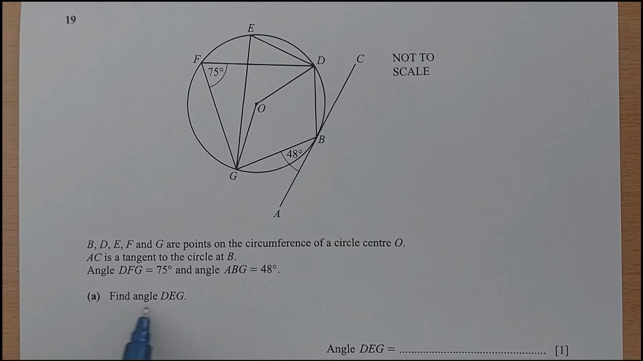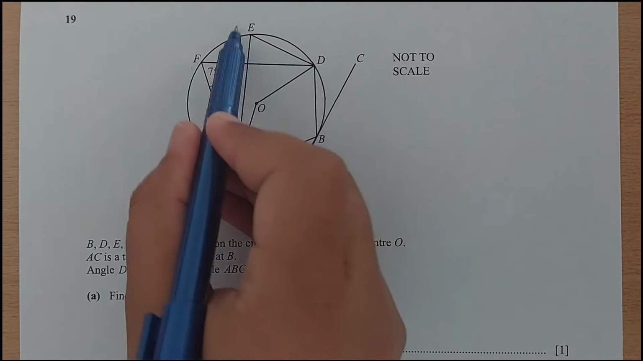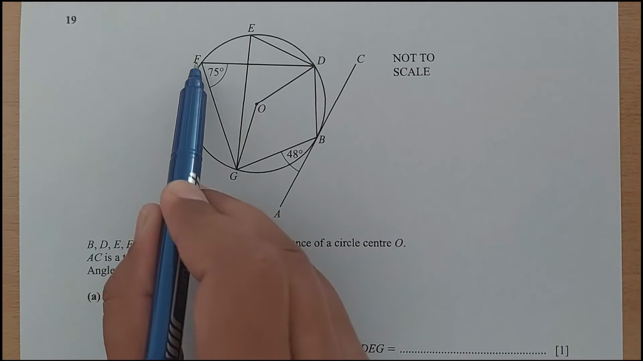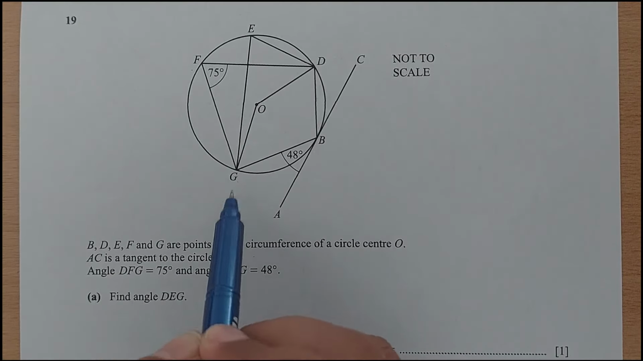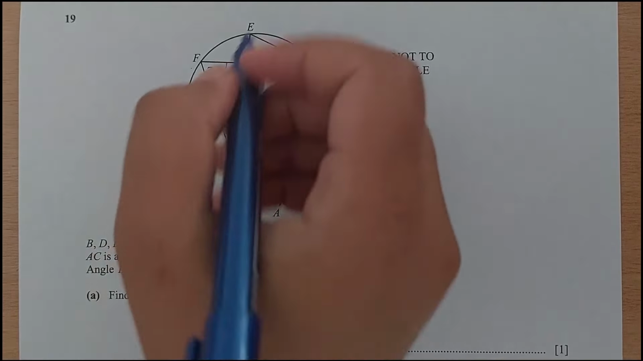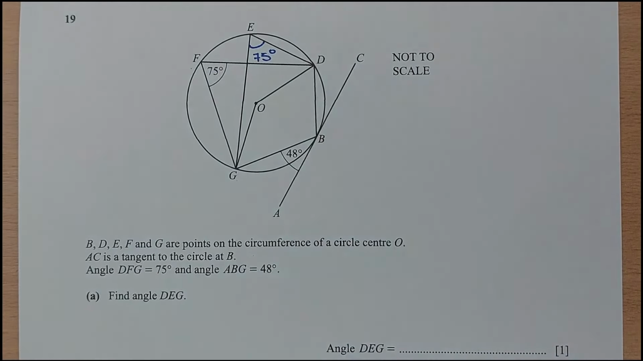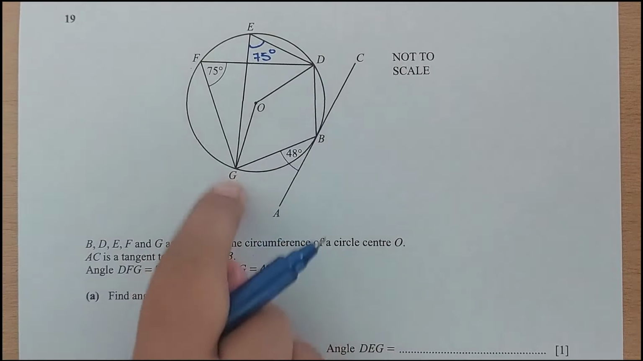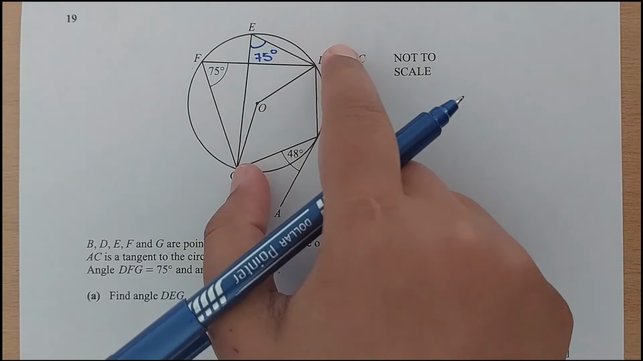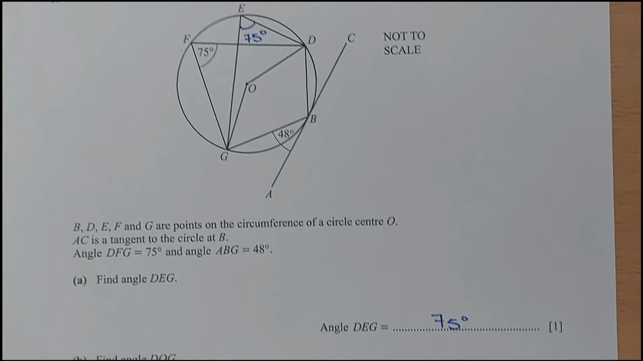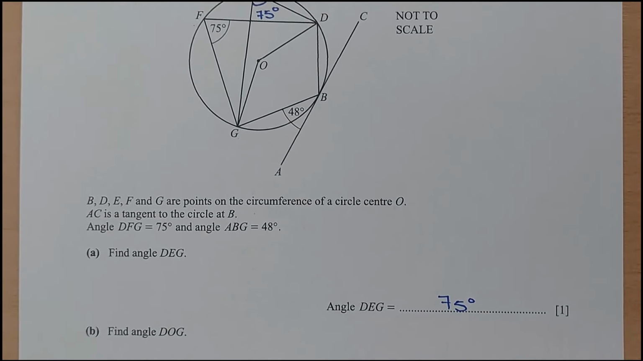Now for part A, find the angle DEG. As you can see, the angle DFG is 75. So the angle DEG is also 75 because both angles stand on the same segment. D and G have the same segment, so that is also equal to 75 degrees.